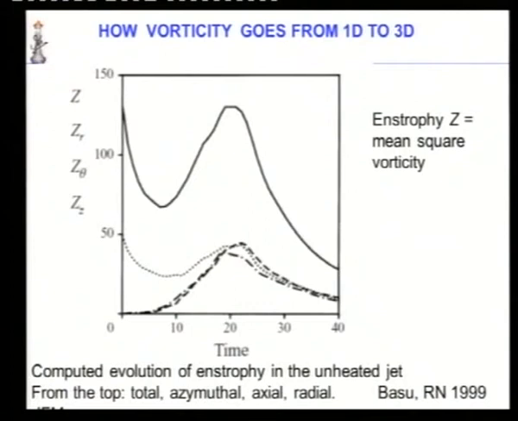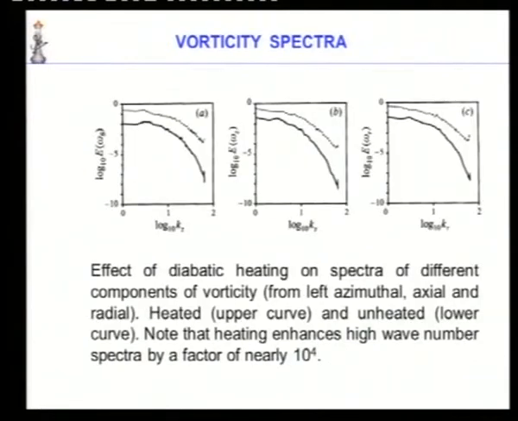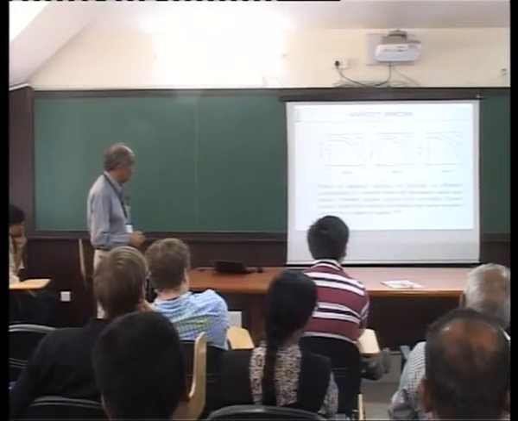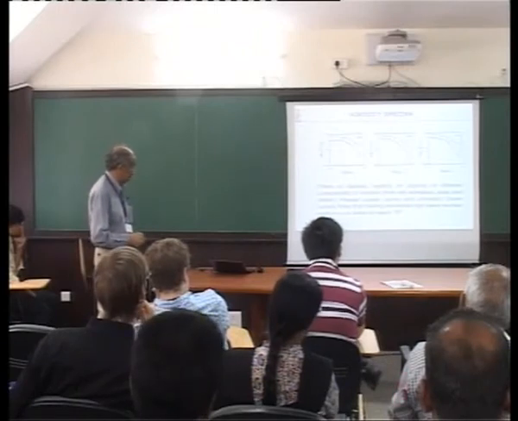I think that my conclusion is best shown here. This is the spectrum of the turbulent entropy. The full line is the unheated flow, and the dotted line is the heated flow. And this is a logarithmic scale, and this is a logarithmic scale as well.